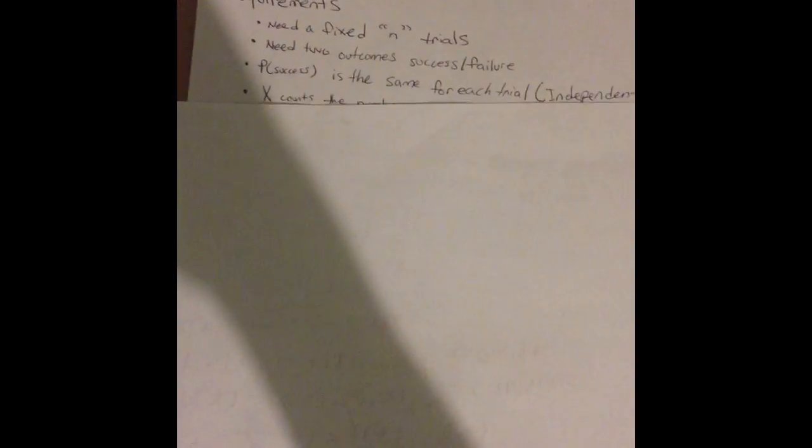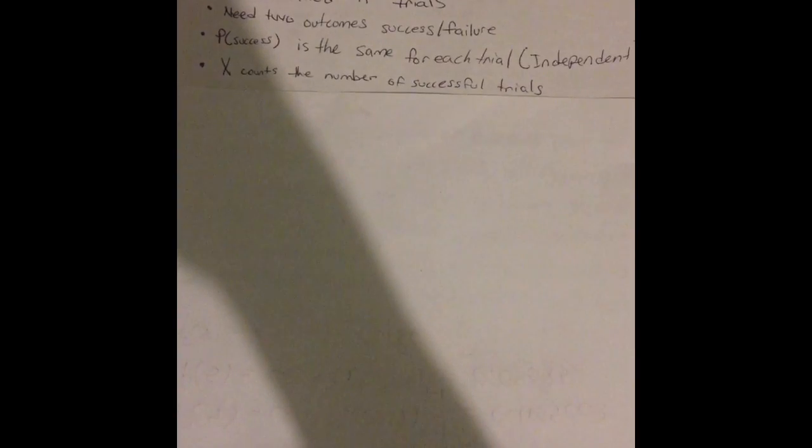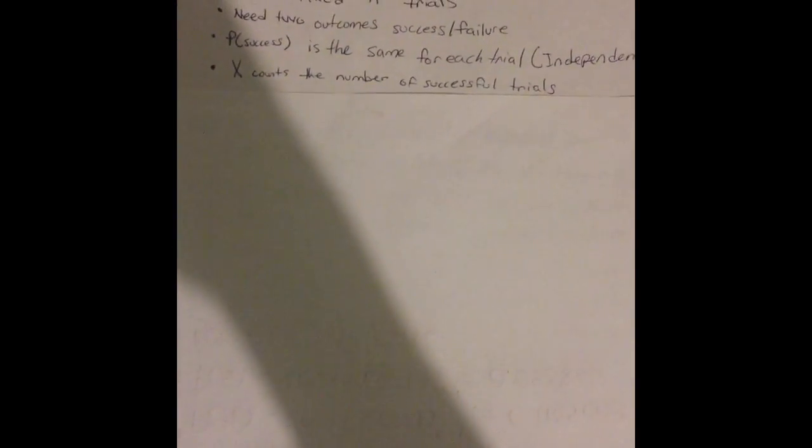Now, binomial distribution must follow these requirements in order for us to use it. We need a fixed number of trials, or n. Need two outcomes, success and or failure. Probability of success is the same for each trial. That's independent. And x counts the number of successful trials. Let's go to our example.